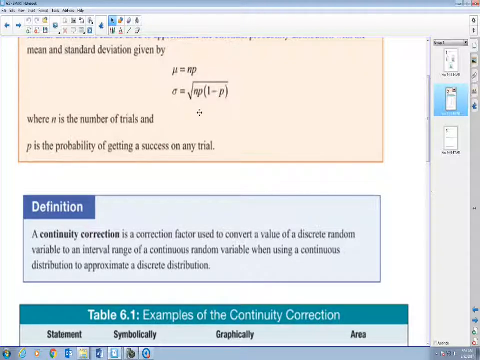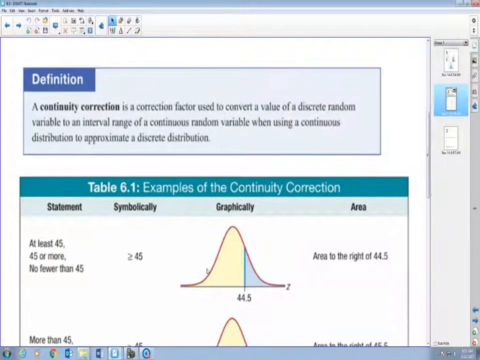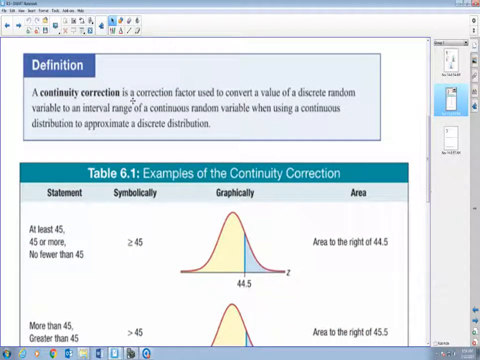Now, before I do any example with this, I want to talk to you a little bit about this thing called the continuity correction. Continuity correction is a correction factor used to convert a value of a discrete random variable to an interval range of a continuous random variable. So when we need to convert from discrete to continuous, this thing is called a continuity correction.